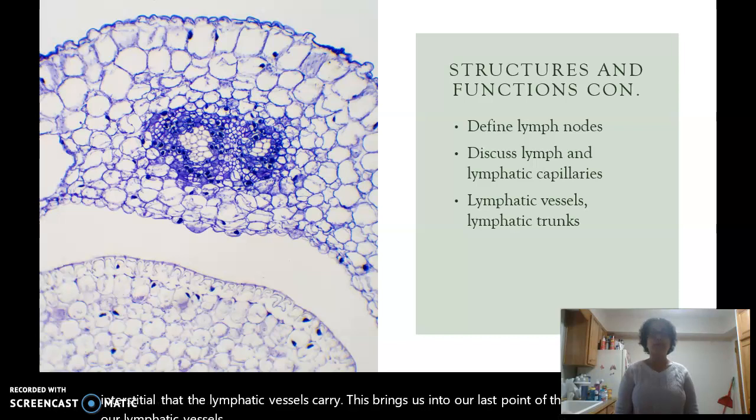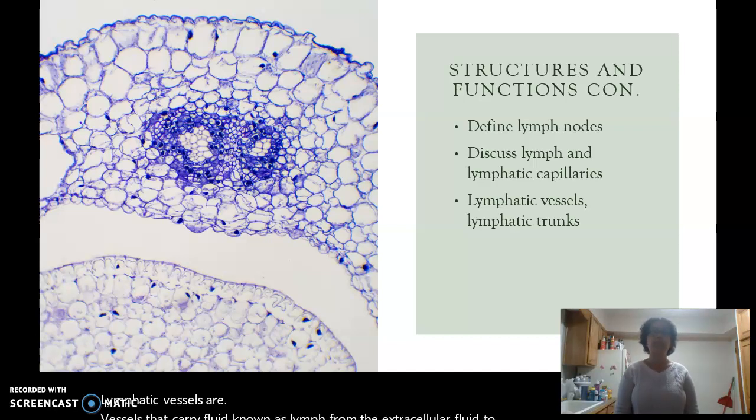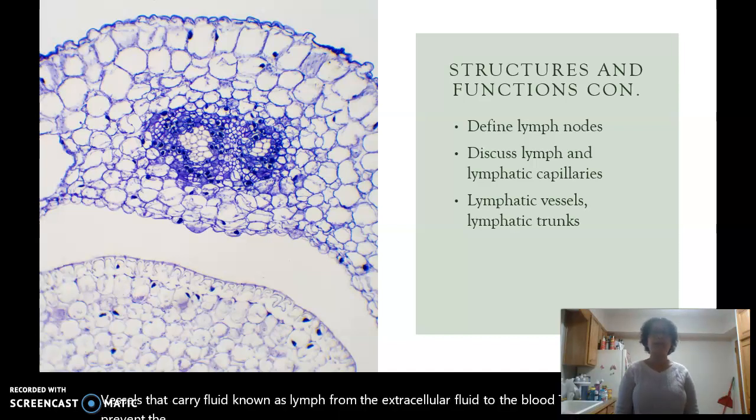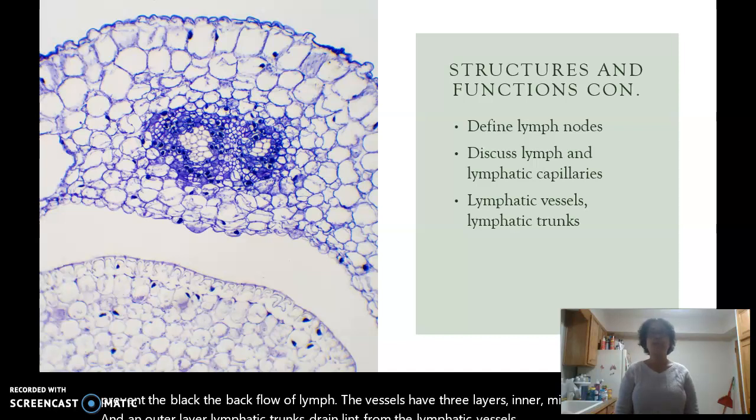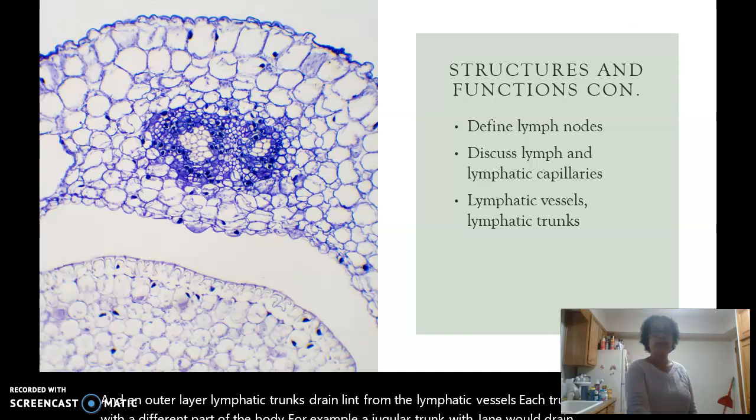Lymphatic vessels are vessels that carry fluid, known as lymph, from the extracellular fluid to the blood. This helps prevent the backflow of lymph. The vessels have three layers: inner, middle, and an outer layer. Lymphatic trunks drain lymph from the lymphatic vessels. Each trunk correlates with a different part of the body. For example, a jugular trunk would drain the neck and head.